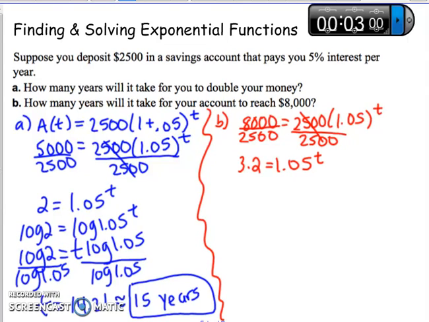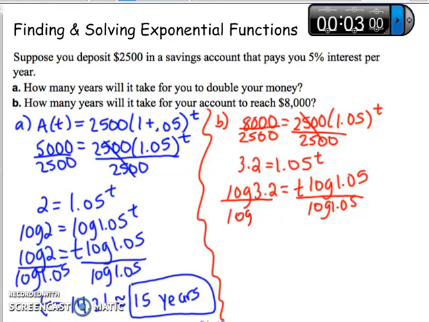Okay, so now we're going to take the log of both sides. So I'm just going to kind of skip a step and just say log of 3.2 equals t log of 1.05. So I'm combining two steps in one. I'm taking the log and I'm bringing the exponent down. So I'm going to divide both sides by log of 1.05. And then we'll get that t equals 23.84. So we're going to round it up, and we're going to say about 24 years.